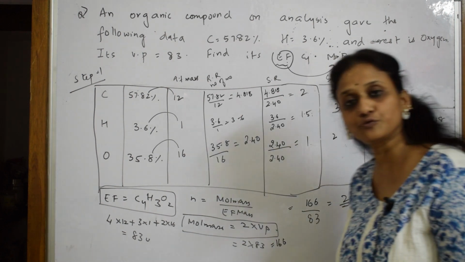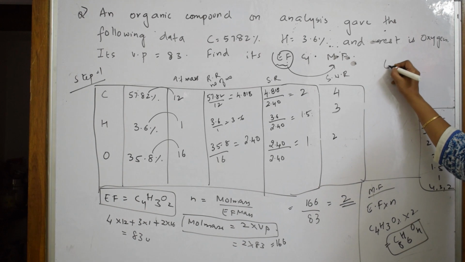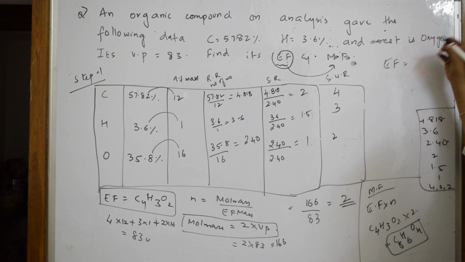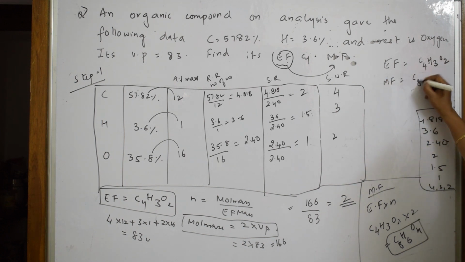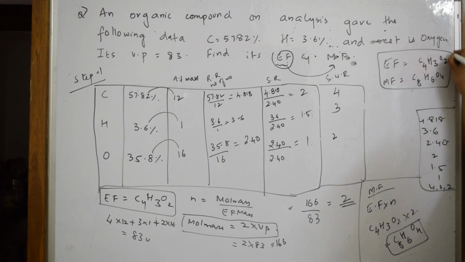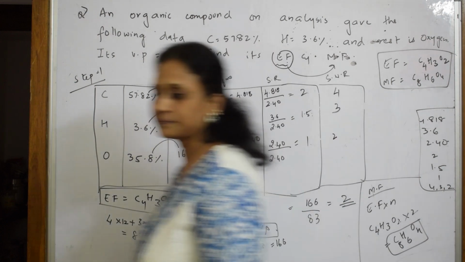So now I've got two formulas. First one, empirical formula is equal to C4H3O2. Molecular formula is equal to C8H6O4. This is your answer. This is how you're going to find it.